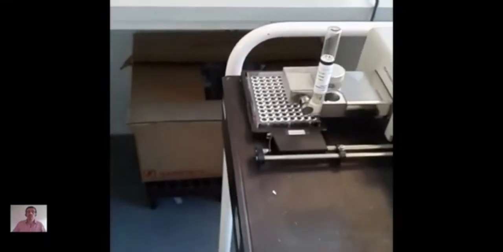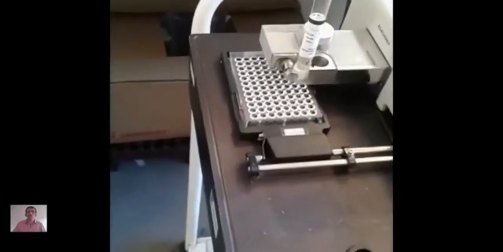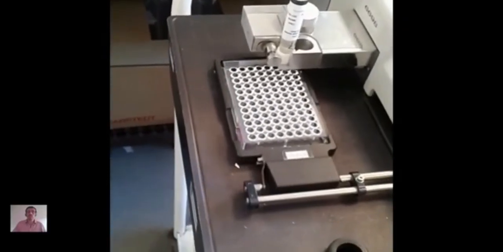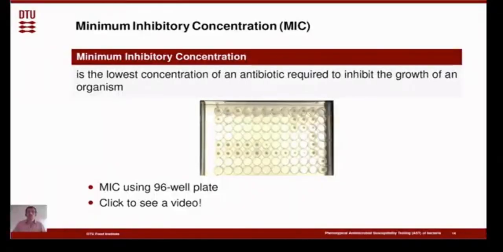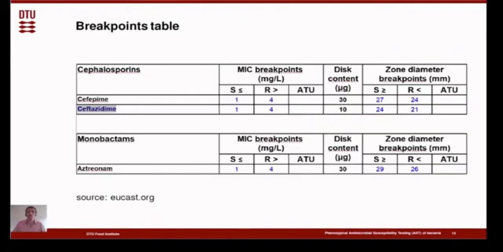So what we see here is this machine providing the isolate in each of the wells automatically, which is just fantastic. So what we have here is a breakpoint table giving us the susceptibility or resistance of an isolate against some antimicrobials, in this case cephalosporins and monobactams.